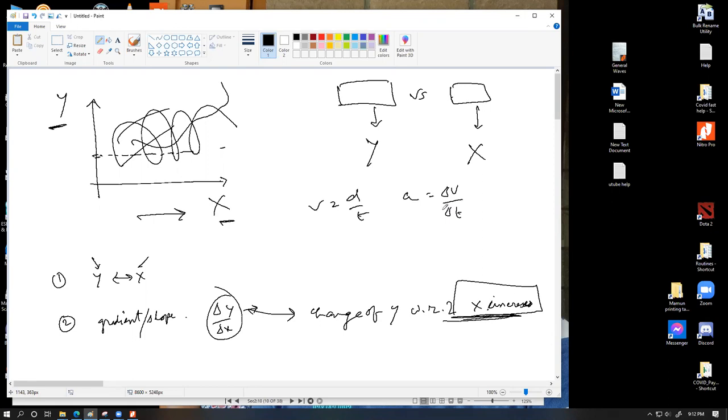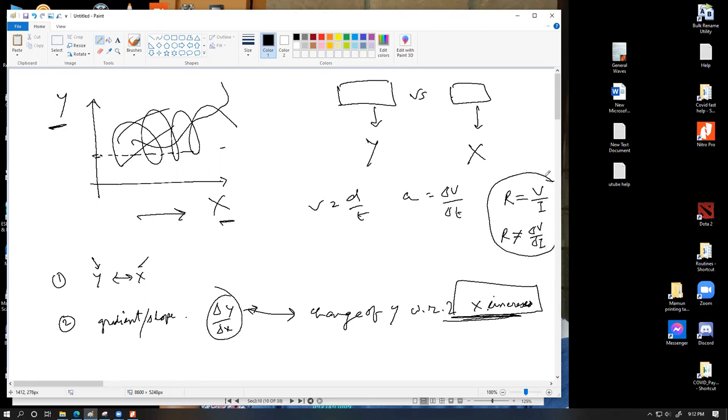But there is one exception, which you should be able to recall, though I'm not going to get into detail. The gradient of a voltage versus current graph is not resistance. R equals V by I, R is not equal to del V by del I. This is one of the exceptions that I was talking about.